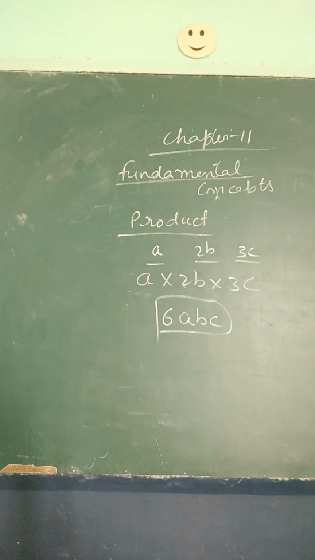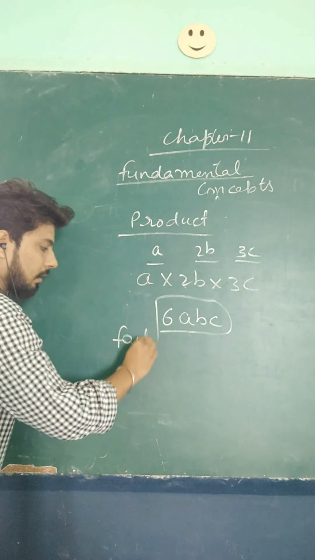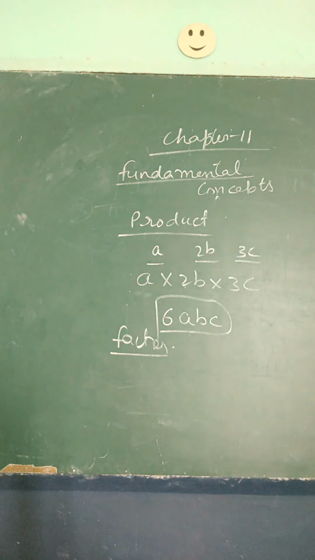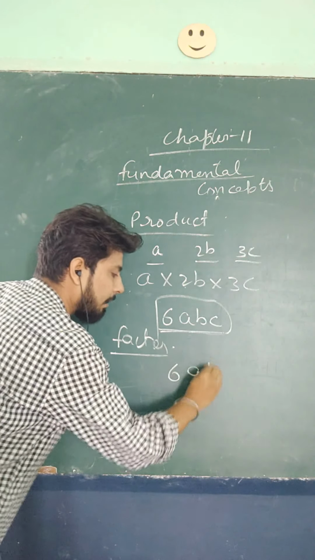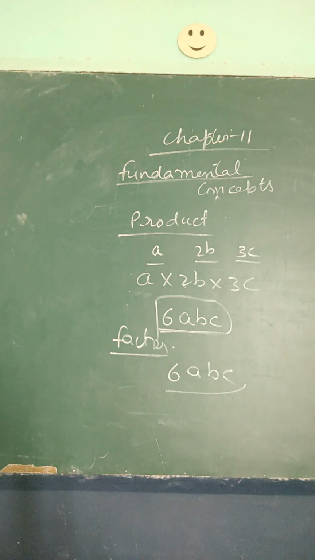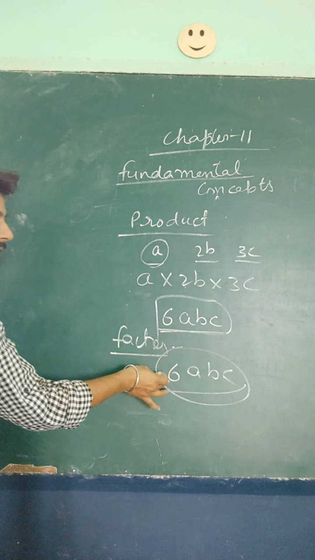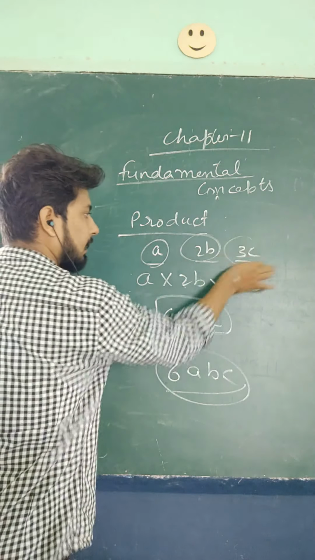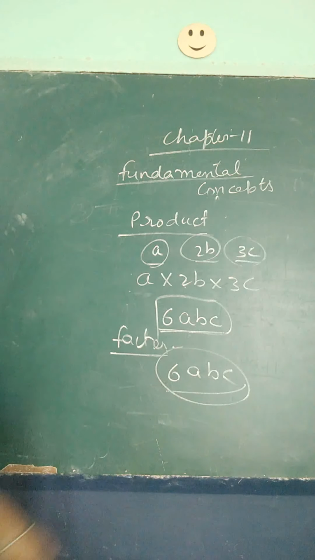Now what is the factor? Next topic is about factor. Suppose we have the term 6abc. A factor is a term that divides this full expression completely, with no remainder. Then that will be called a factor. So a is a factor of 6abc, 2b is a factor of 6abc, 3c is a factor of 6abc, 6 is a factor of 6abc. These are called the factors.